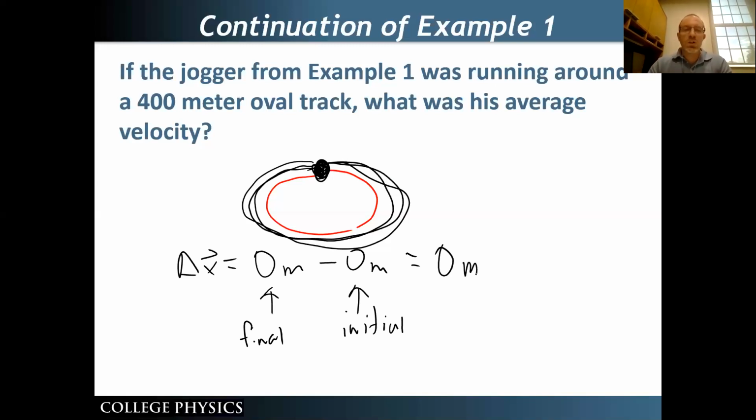Well, if that's the case, if the jogger's displacement is 0, and then excuse me, one second, need to erase that. Getting ahead of myself. There we go. So if my jogger's displacement is 0 and average velocity is equal to displacement over time, then my average velocity is 0 meters.